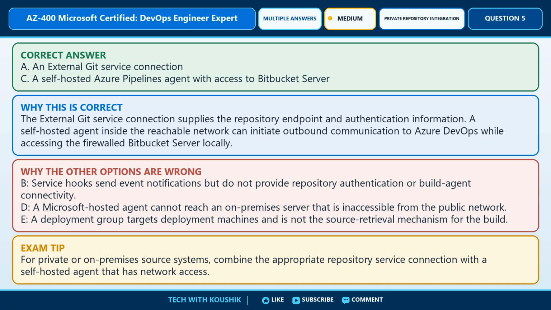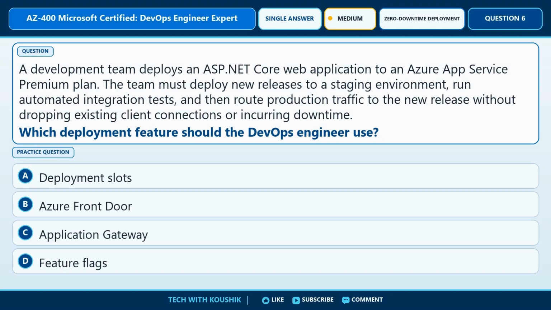B. Service hooks send event notifications but do not provide repository authentication or build agent connectivity. D. A Microsoft-hosted agent cannot reach an on-premises server that is inaccessible from the public network. E. A deployment group targets deployment machines and is not the source retrieval mechanism for the build. Exam tip. For private or on-premises source systems, combine the appropriate repository service connection with a self-hosted agent that has network access.